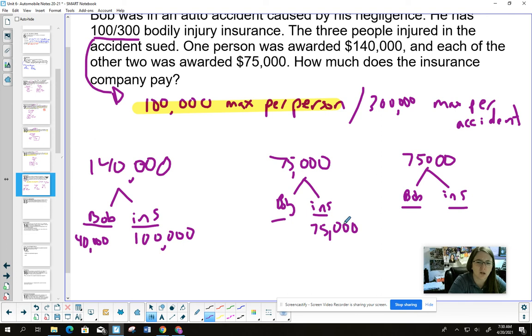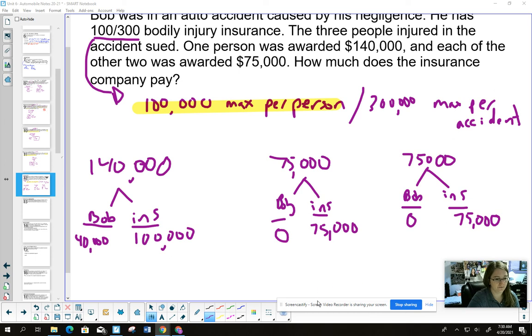Don't write $100,000. Why would you think the company would go, you only needed $75,000, but we're going to give you $100,000 because that's the most we'll pay? No, these companies work on profit, right? They'll only cover as much as necessary. The most they'll cover is $100,000, which is why we put $100,000 here. But over here, they don't need to cover $100,000. So 75 is our answer, and therefore Bob has to cover what? 0 from this guy. This person is going to be the exact same as well. Insurance will cover all of it. Bob doesn't have to cover any.